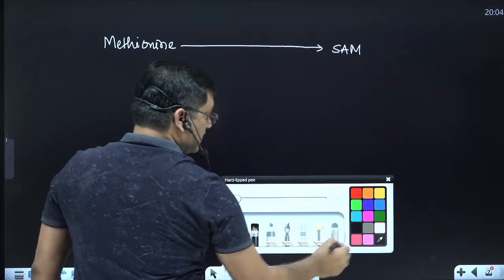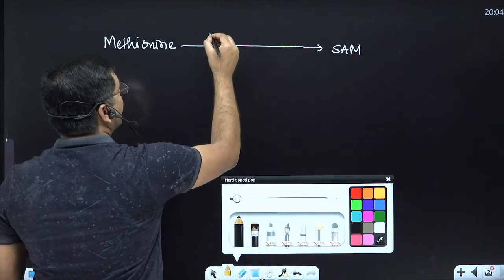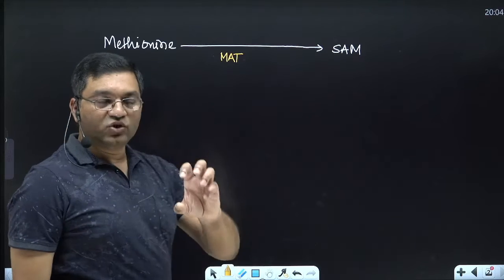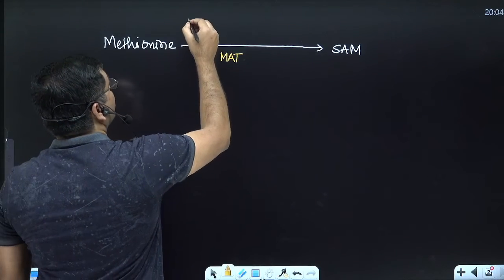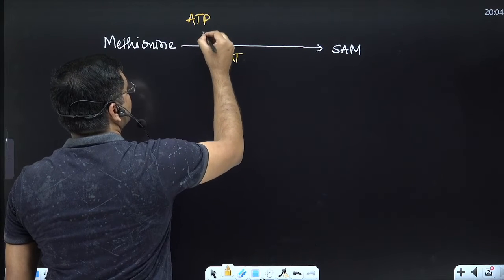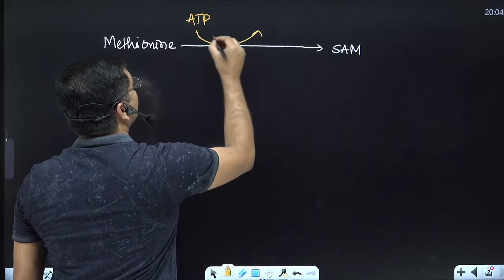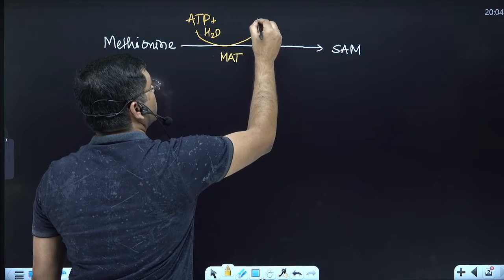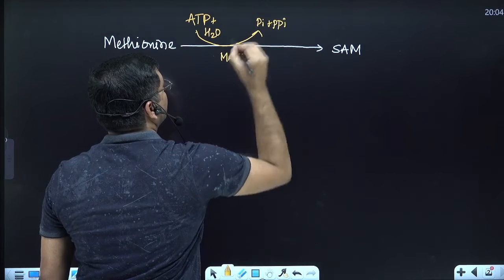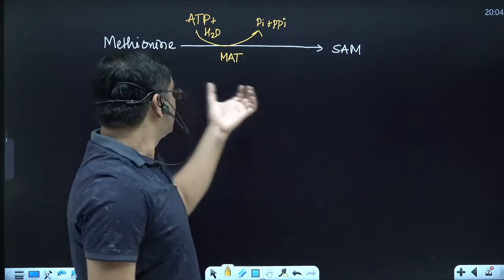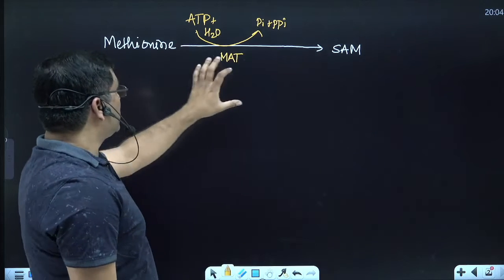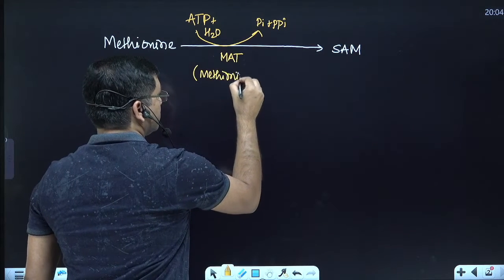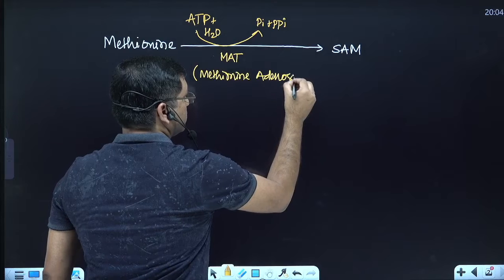Methionine in this reaction, with the help of methionine adenosyl transferase, remember this as MAT, there is transfer of adenosine from ATP. So ATP plus water molecule is converted into inorganic phosphate and inorganic pyrophosphate, and adenosyl is transferred to form S-adenosyl methionine. The enzyme is methionine adenosyl transferase.